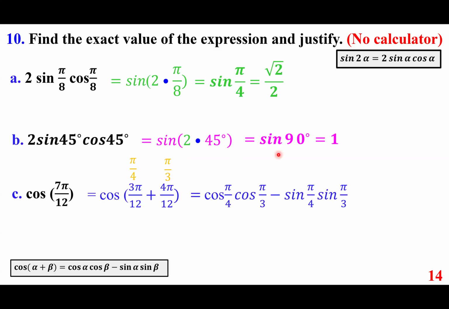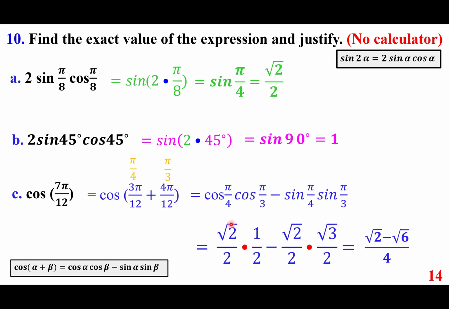Cosine and sine, both of them for pi over 4 are square root of 2 over 2. Cosine of pi over 3 is 1/2, and sine of pi over 3 is square root of 3 over 2. As you can see, this fraction and this fraction, both of them have the same denominator 4. This one, square root of 2 times 1 is square root of 2, minus square root of 6. So square root of 2 for this one minus square root of 6 for this one. Both of them have the same common denominator, namely 4. That's the final answer.